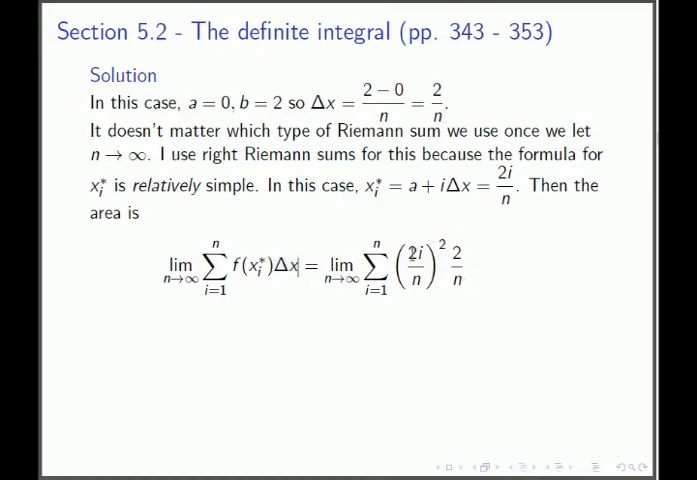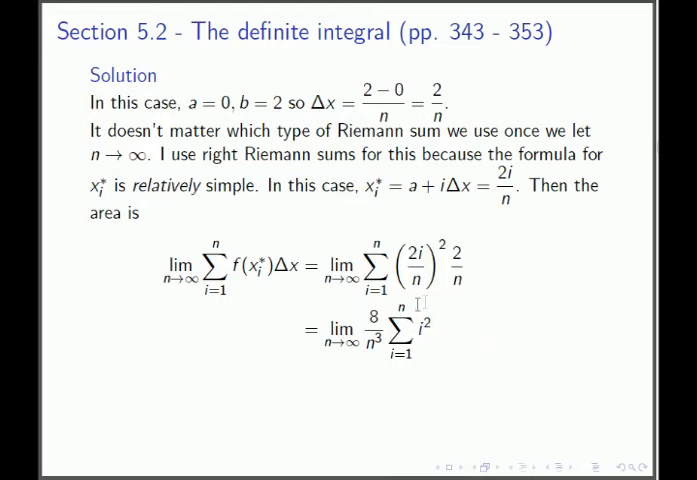I see that we have in the numerator 2 squared times 2, that's 8, and in the denominator we have n squared times n, that's n cubed. So 8 over n cubed is a constant multiple of what's inside this sum here, so we can pull that out. And I'm left with just i squared.